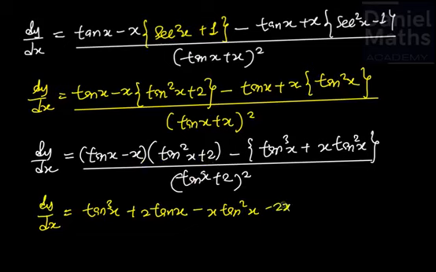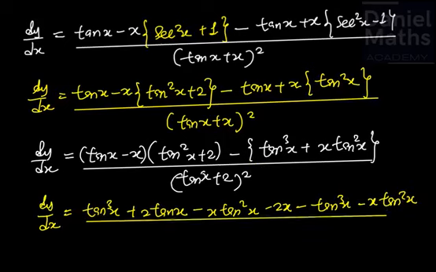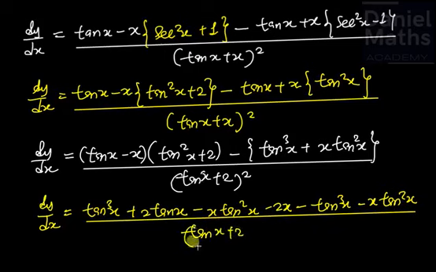Okay, so this is what I have, and then all of this is going into, so if I open this up, this will give me minus tan cube x, and then this will give me minus x tan square x, and all of this is divided by tan x plus x, sorry, so take note please, this is x.